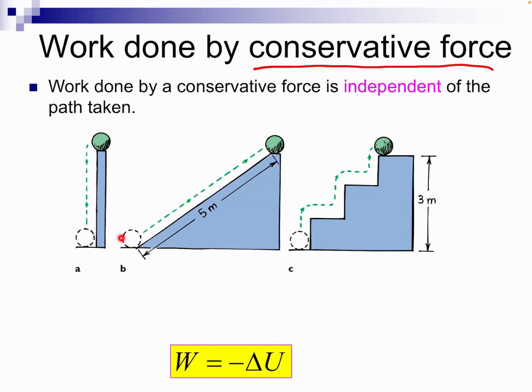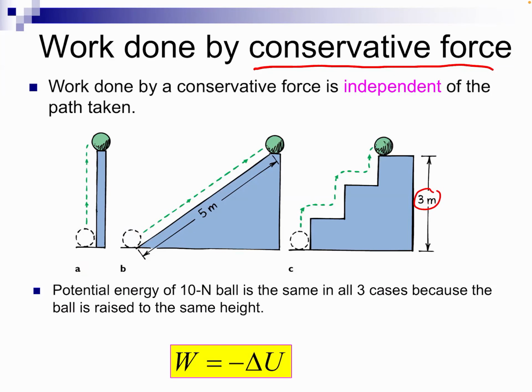So say you have these three scenarios here. You have a ball and you lift it up to the same height, 3 meters. But in each of these three scenarios, you use a different path. In the first case, you just directly lift the ball up to 3 meters of elevation. In the second scenario, you maybe pull it through an inclined plane. And in the third scenario, you go through the steps here.